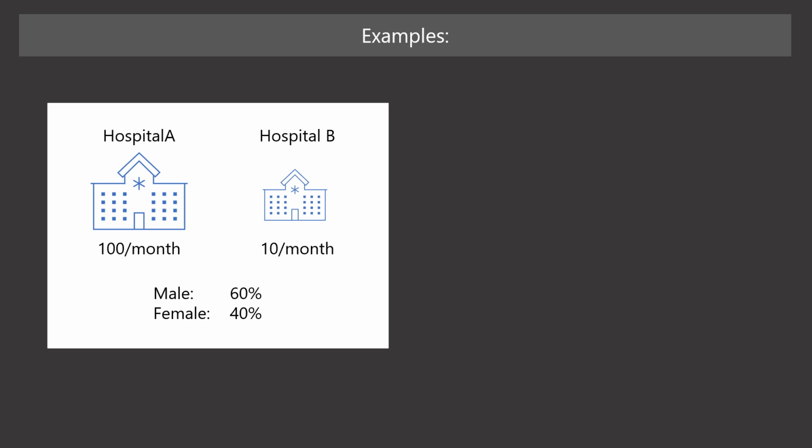Suppose there are two hospitals of obstetrics and gynecology in our town. Hospital A is large and Hospital B is small. On average, 100 babies are born in Hospital A and 10 babies are born in Hospital B. In this case, which hospital has the higher probability that 60% of newborn babies are male?